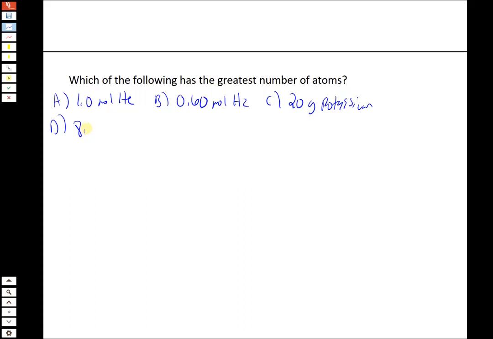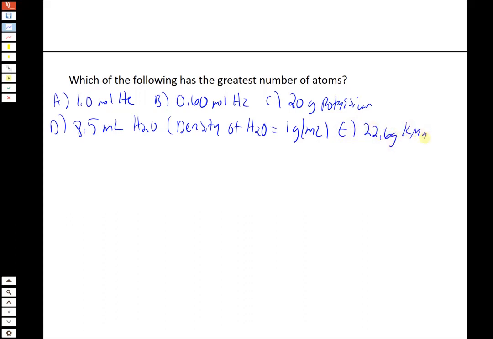D is 8.5 milliliters of water, and we're given the hint that the density of water is 1, which you should know, but we're giving it to you here as a hint. So 1 gram per milliliter is the density of water, and then the last answer choice is 22.6 grams of KMnO4. Okay, so there's a lot of calculation you have to do in this problem, unfortunately. There's no real shortcut around it.